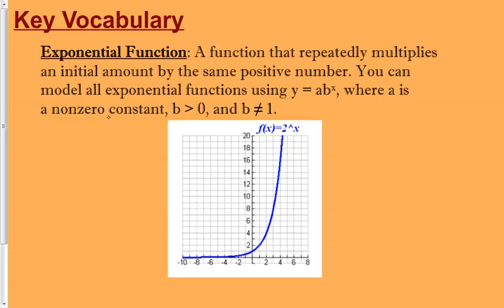But going on, you can model all exponential functions using this formula: y equals a times b raised to the x power, where a is a non-zero constant, b is greater than 0, and not equal to 1. So this is the general graph of an exponential function. It starts off going really slowly up, just barely, tinily going up, and then it goes up really fast, fast, fast, fast. All right? So that's what an exponential function kind of looks like.